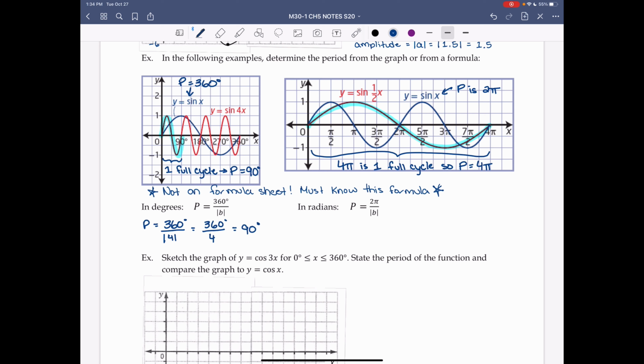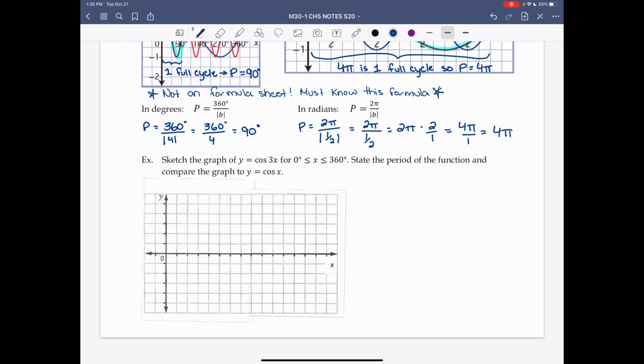Calculating that with our formula, we would have P equals 2 pi divided by the absolute value of B, which in this case is 1/2, which gives us 2 pi divided by 1/2. Dividing by fractions, we multiply by the reciprocal, so 2 pi times 2 over 1, which gives us 4 pi over 1, or 4 pi.